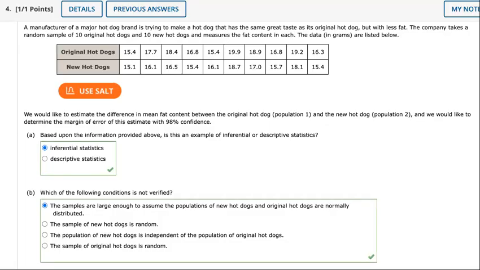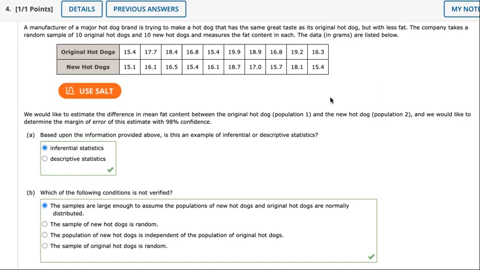So here's the problem statement. A manufacturer of a major hot dog brand is trying to make a hot dog that has the same great taste as its original hot dog, but with less fat. The company takes a random sample of 10 original hot dogs and 10 new hot dogs and measures the fat content in each. The data in grams are listed below.